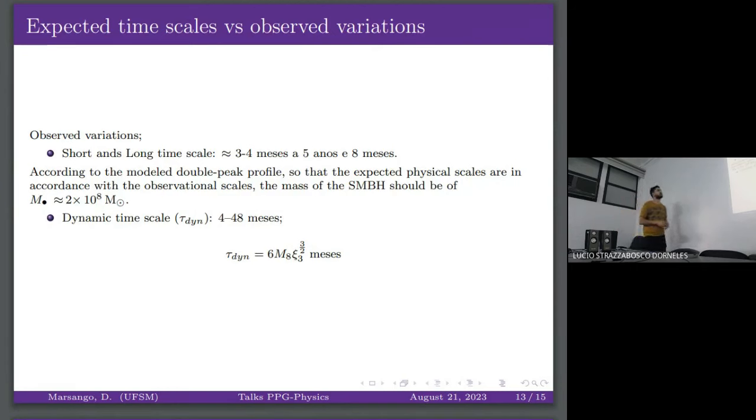When comparing the variation observed in the spectrum and observations separated from the model of the disk, the minimum mass required for the changes in the disk is 2 times 10^8 solar masses.